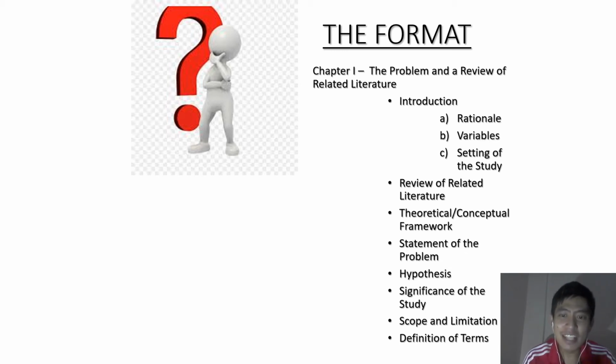Then we have scope and limitation. Another form is scope and delimitation. So for the scope, what's the criteria for selecting your respondents? What's the limitation of your study? And the definition of terms. So we have operational definitions.